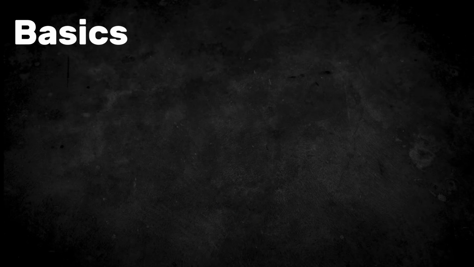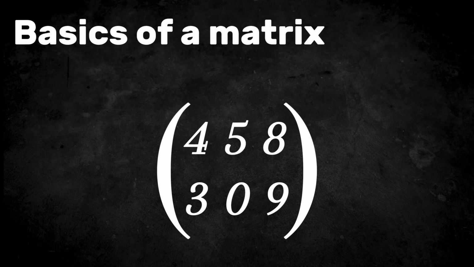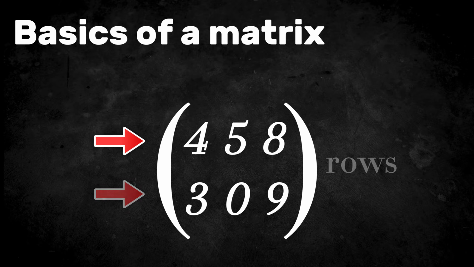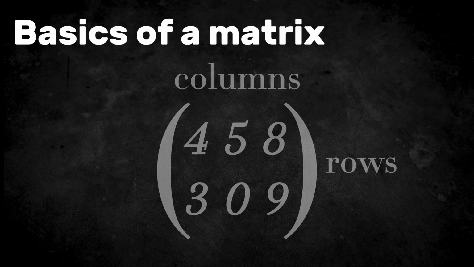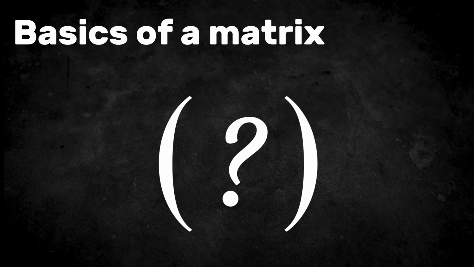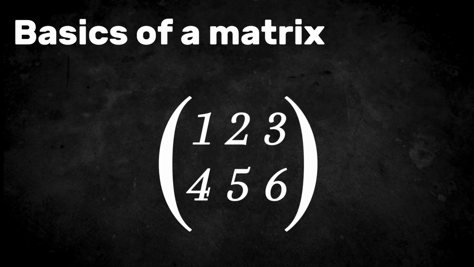Let's start with the basics. A matrix is actually nothing more than a table of numbers. This table is made up of rows, which are horizontal, and columns, which are vertical. Imagine a small table where the first row has the numbers 1, 2, and 3, and the second row has the numbers 4, 5, and 6. That is already a matrix.